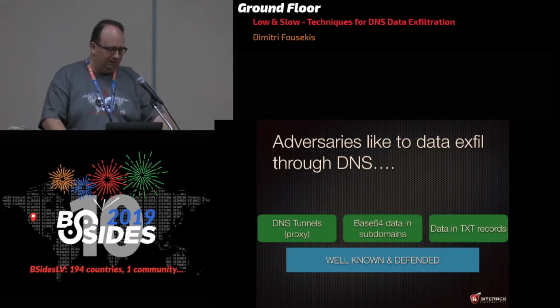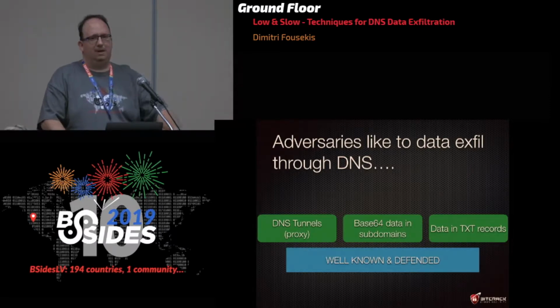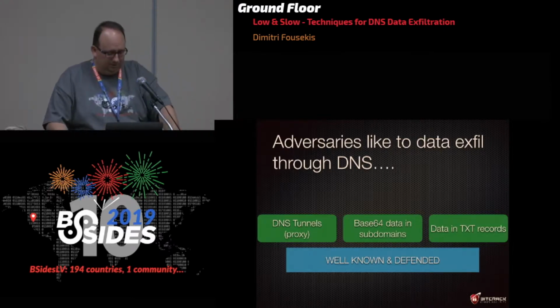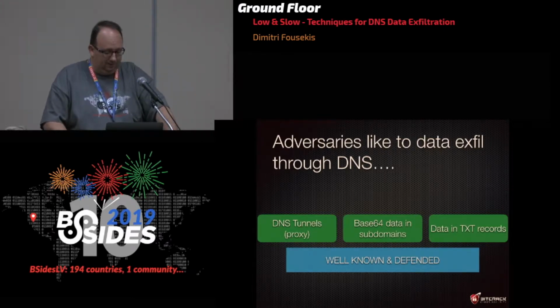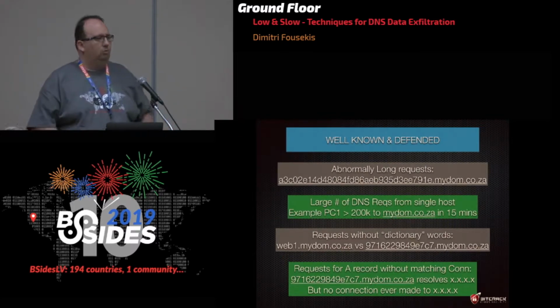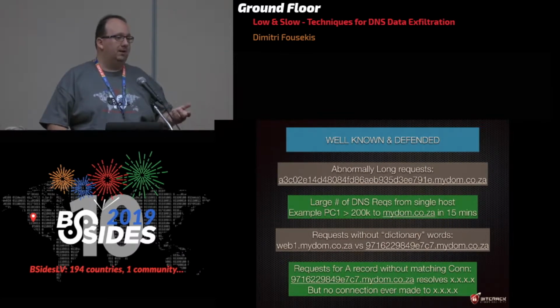Another way of doing it, of course, is if you've got binary data, you could base64 that, use it in subdomains, and then pick them up on the other side as the DNS queries are being performed and convert them back into the data that you want. And TXT records are also a very well-known attack.